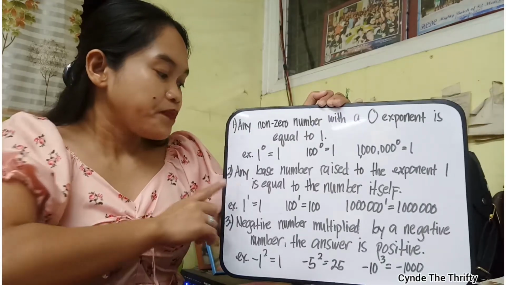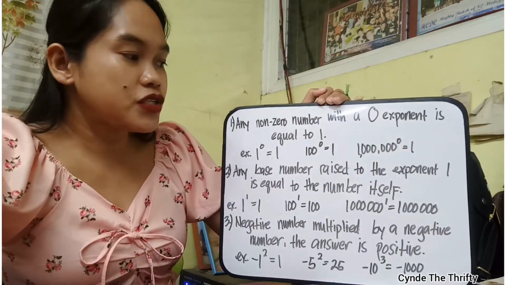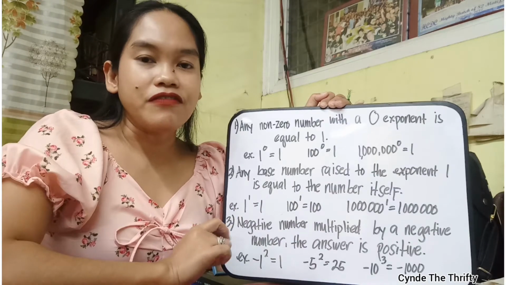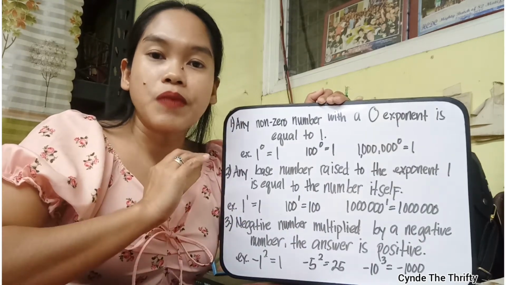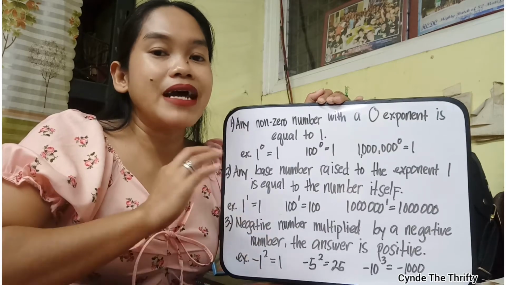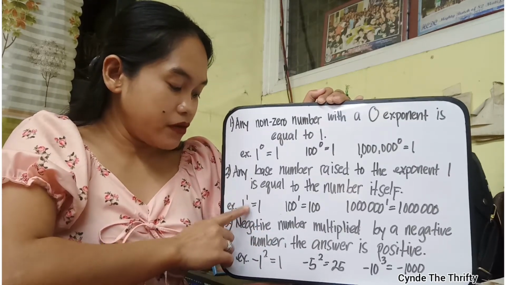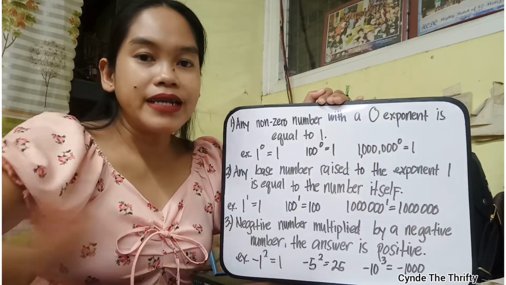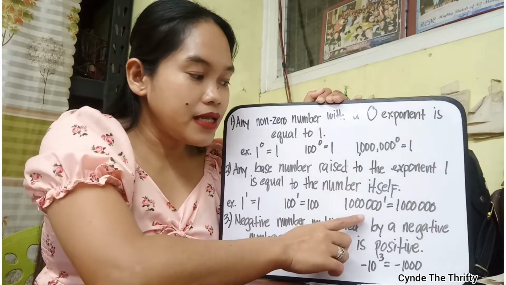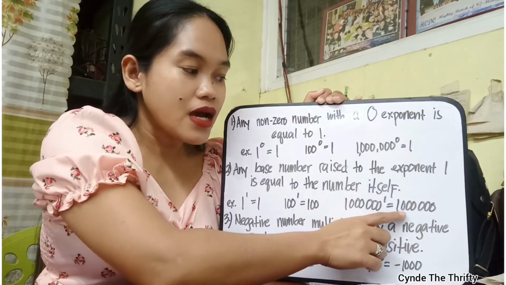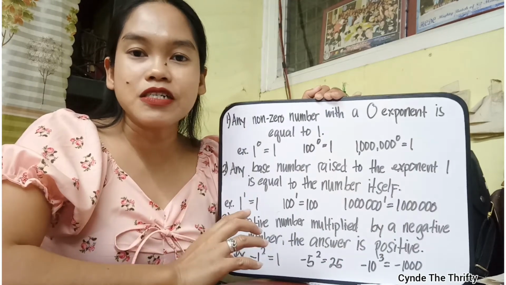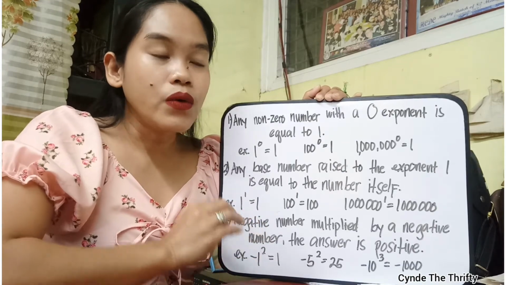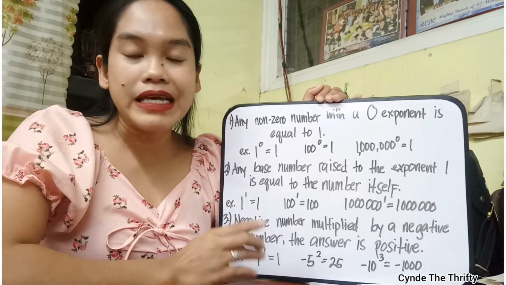Now, let's go to number 2. Any base number raised to the exponent of 1 is equal to the number itself. So, kahit anong base number raised to the exponent 1, ang kanyang value is same lang sa kanyang sarili. For example, 1 raised to the power of 1, ang kanyang value is 1. 100 raised to the power of 1, ang kanyang value is 100. 1 million raised to the power of 1, ang kanyang value is 1 million. So, kung ang kanyang exponent is 1, ang kanyang value is pareho lang ng kanyang sarili. So, ang value niya is just like the value of itself.